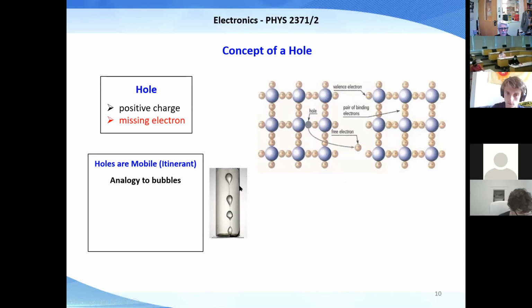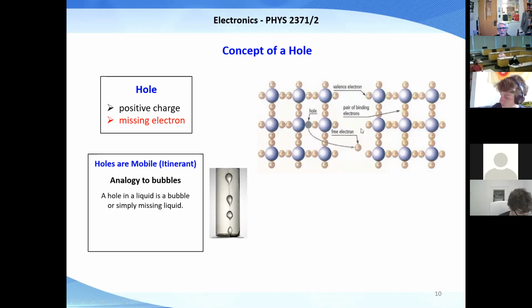I mean, here's a liquid column, and the bubble moves up, right? The bubbles move up because they're lighter density. So you can have the void of something move. So like this hole here can move. Okay, so this hole here could jump over here and this electron would move. Okay, so you can get positive holes to move.